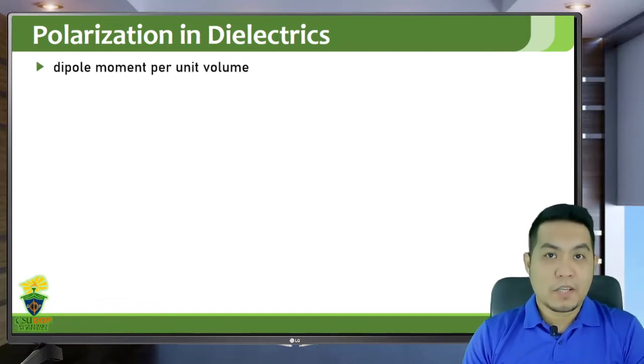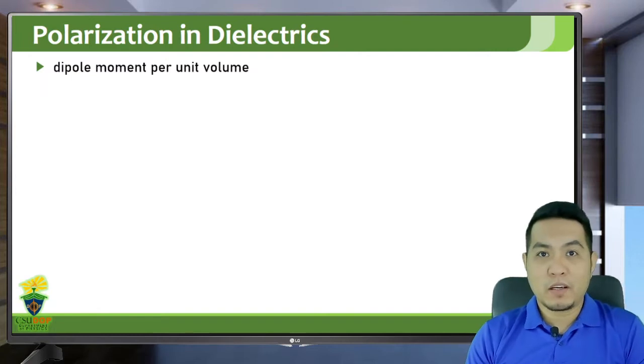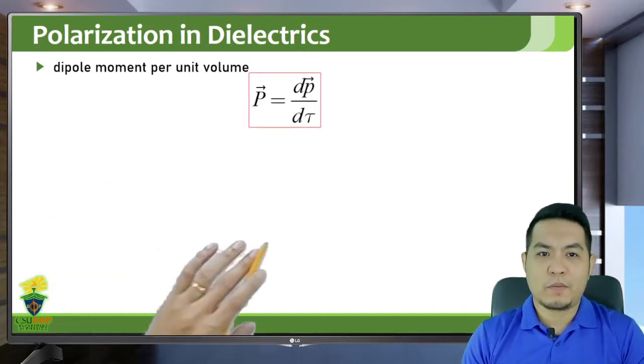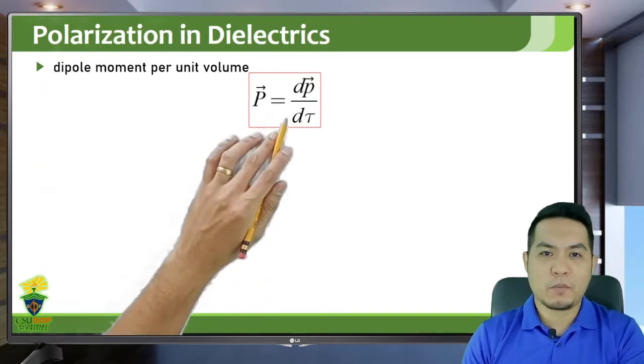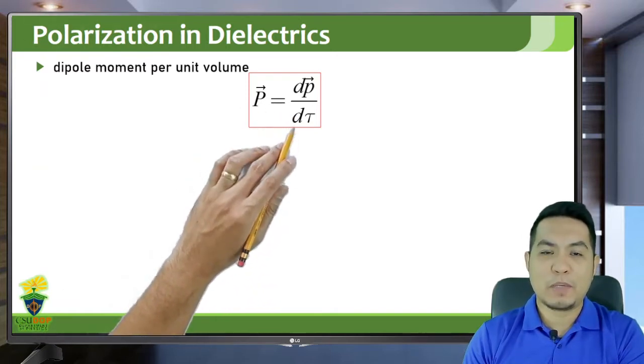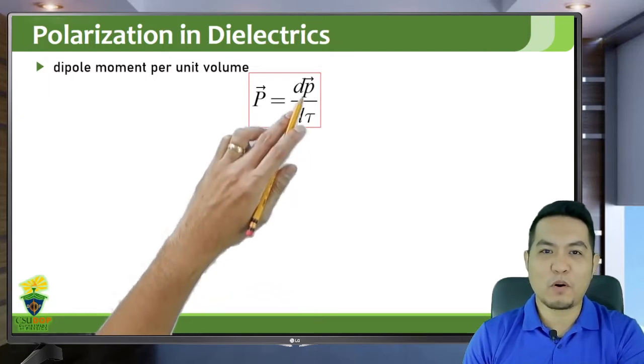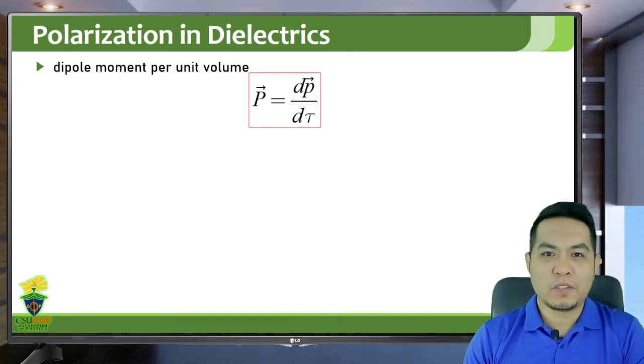Polarization is essentially dipole moment per unit volume. You're just describing the amount of dipole moment per unit volume of the material. So essentially, dipole moment and polarization are the same. In an equation, we can write it as dp d tau, where tau here is the volume. It is the dipole moment per unit volume, or the total dipole moment over the total volume.